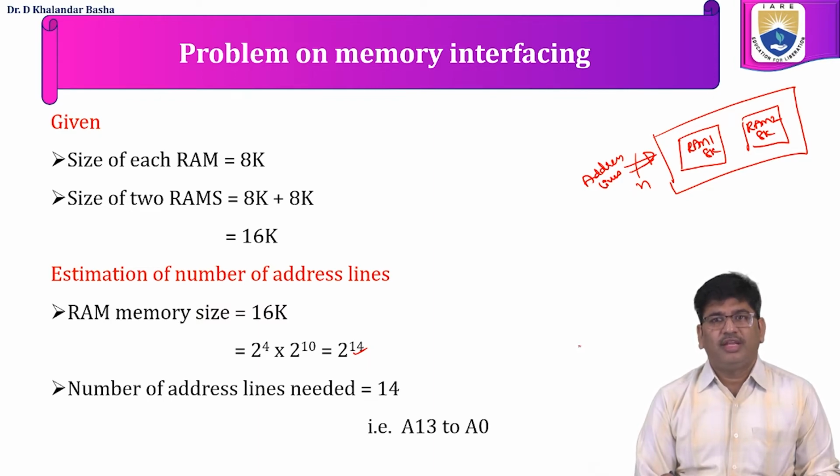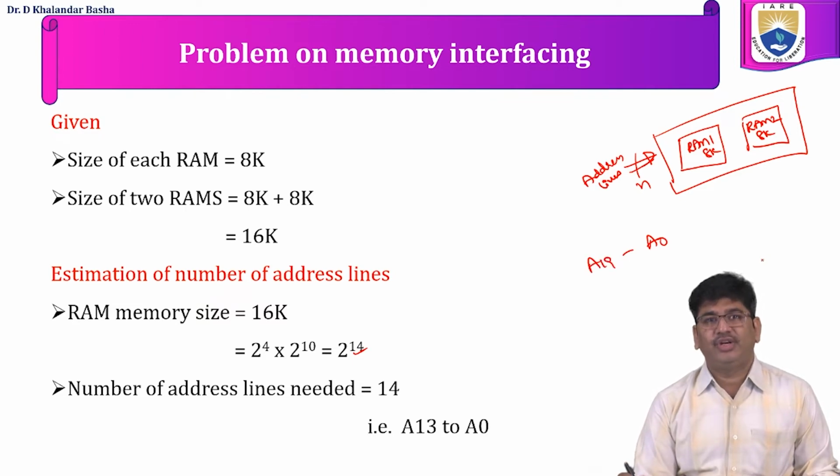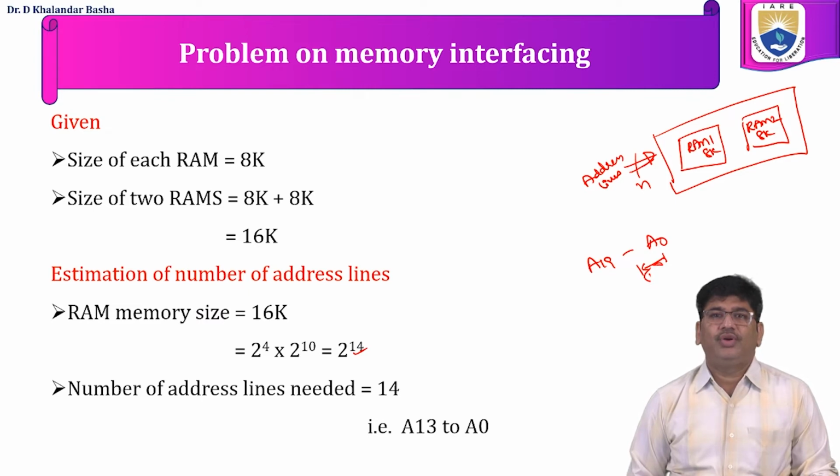These 14 lines we are going to take from the LSB side, out of A0 to A19, the 20-bit address space of 8086. We are going to take 14 address lines, that is A0 to A13. So A0 to A14 are for accessing ROM, and A0 to A13 are for accessing the RAM block.